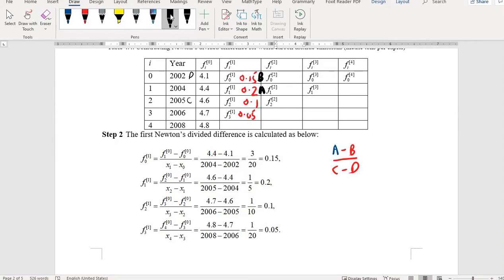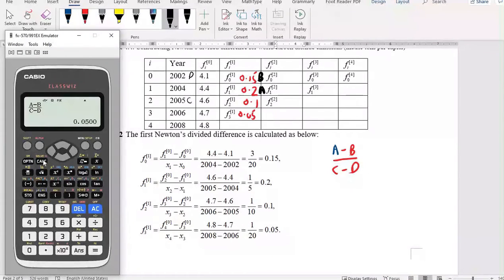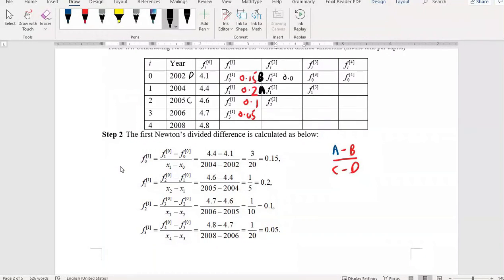You see, your numerator values are still at the bottom, without any gap between A and B, but C and D already have a gap of 1 for the second level. Then you calculate again. Input A is 0.2, B is 0.15, C is 2005, D is 2002. So you get 0.0167.